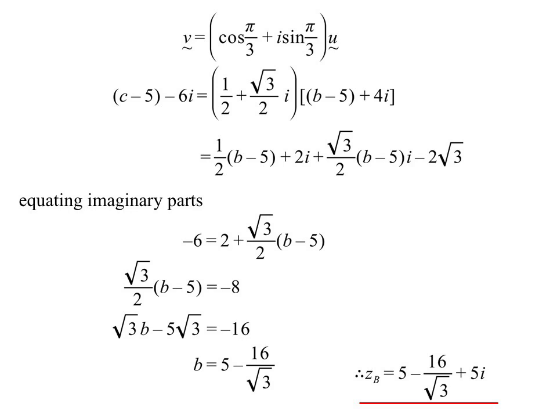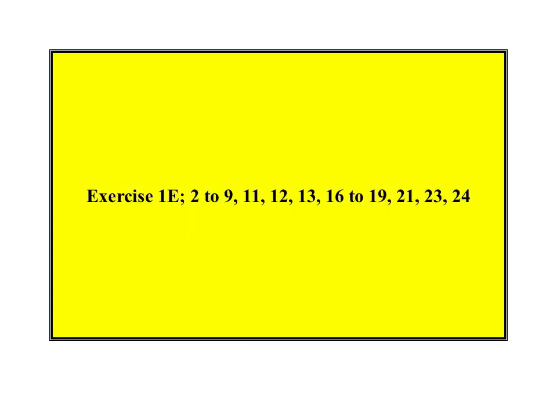But I now have B, because that's what I was looking for. I was looking for the real part. We already knew the imaginary part. So there it is. 5 minus 16 on root 3 plus 5i. Okay.